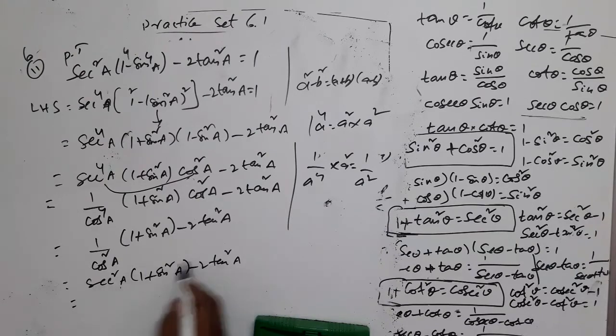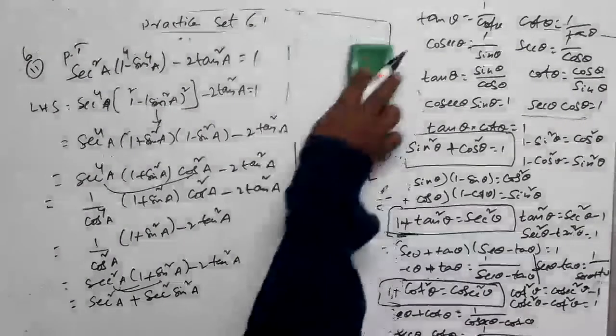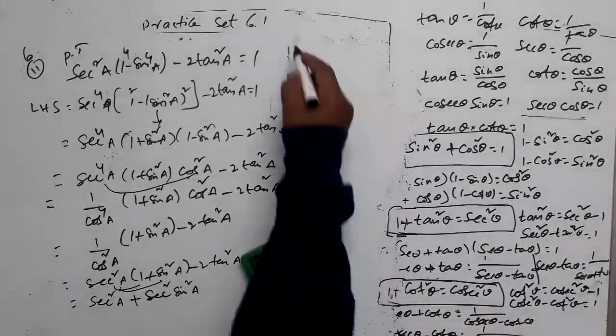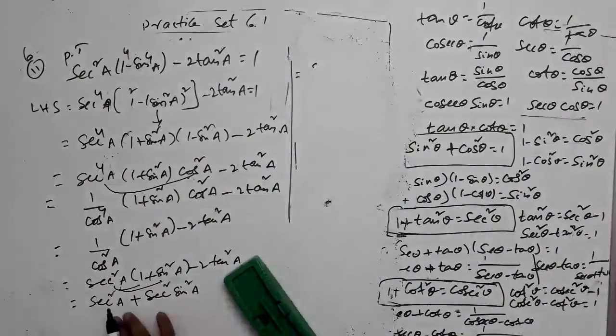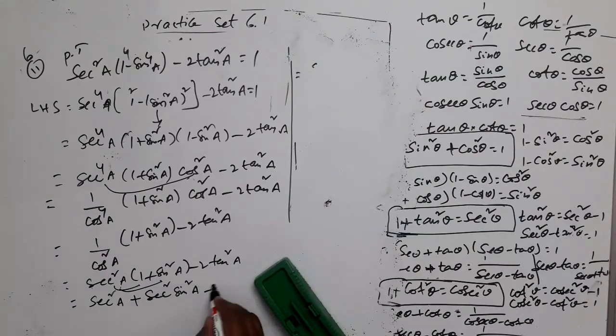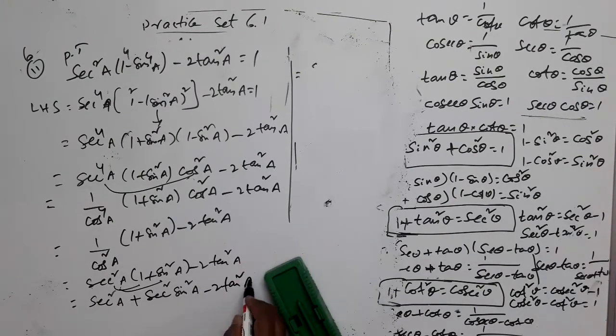Let us see. Let us expand this. This into this plus this into this. Secant square A plus secant square A multiplied by sine square A. Yes. What is this? Secant square A is 1 by cos square A. This is sine square A. So clearly that is tan square A. Is it not? So I don't want secant also. I am writing it as, of course, minus 2 tan square A. I want tan, right? I want tans.